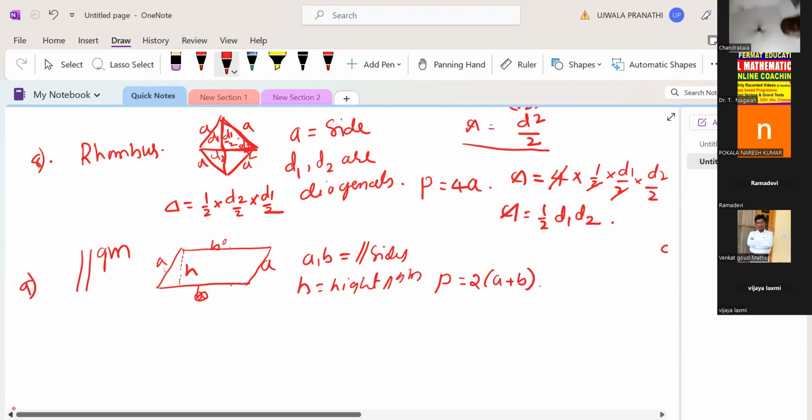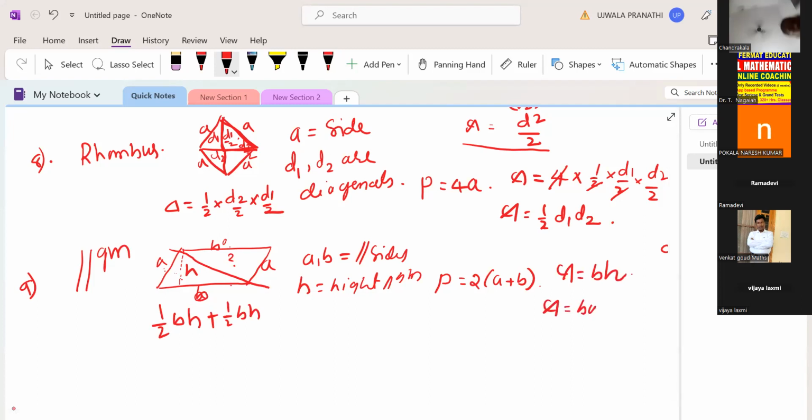This is the perimeter. Now, area: in a parallelogram, a diagonal divides the parallelogram into two triangles of equal area. So what is the area of this triangle? Half into base into this height. If this is half into base into height, then this will also be half into base into height. Now add these two. Then we get the area of the parallelogram equal to B into H. That is, area is equal to base into corresponding height. So this is the area of the parallelogram.